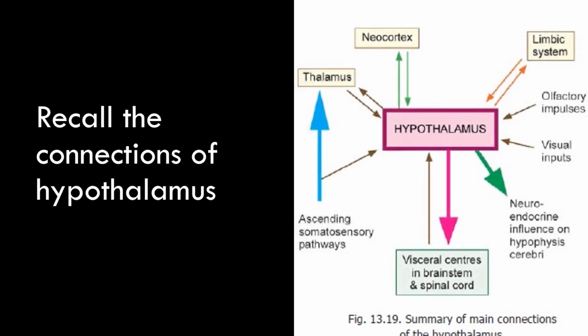To mention few important connections of hypothalamus, chiefly efferents are going to neuroendocrine influence on hypophysis cerebri, and also to visceral centers of brainstem and spinal cord for regulation. Both afferents and efferents are coming from and going to limbic system, neocortex, and thalamus. Only afferents are reaching from olfactory impulses, visual impulses, and also from ascending somatosensory pathway bypassing thalamus. Some of them reach hypothalamus.